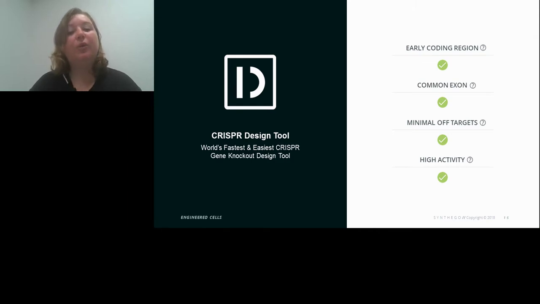In addition, we try to find a common exon. For many genes, there are multiple transcripts coming off that particular piece of DNA. So we want to ensure that when we design a guide, we're able to target every transcript.